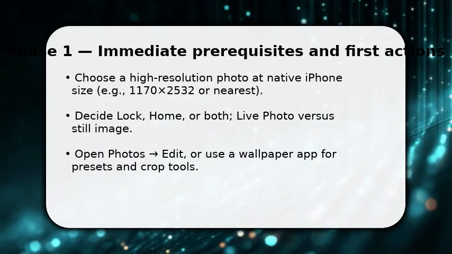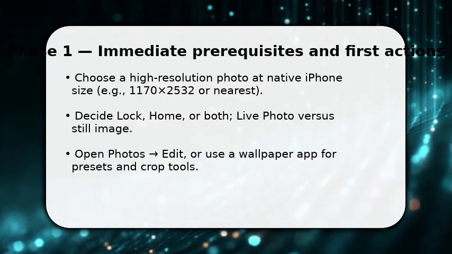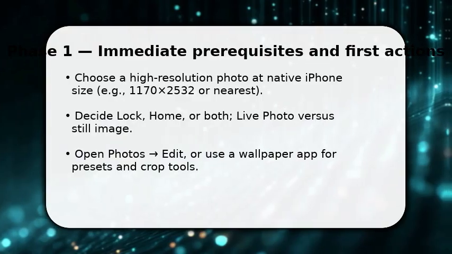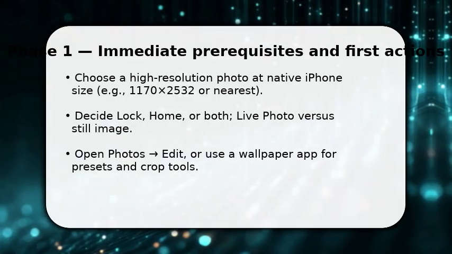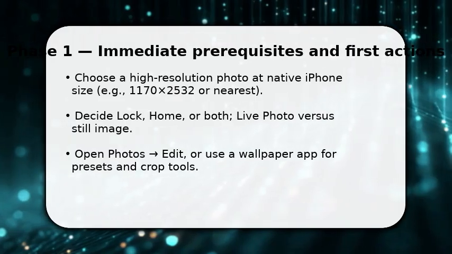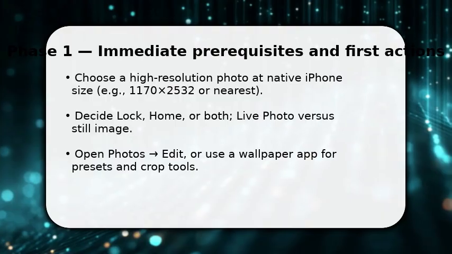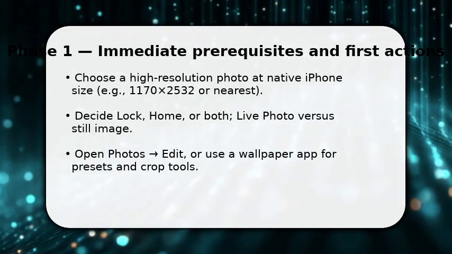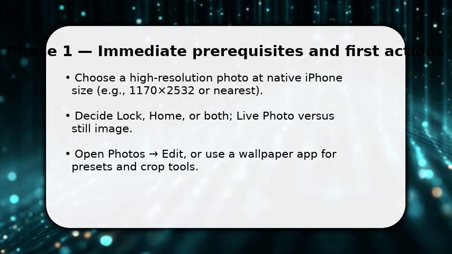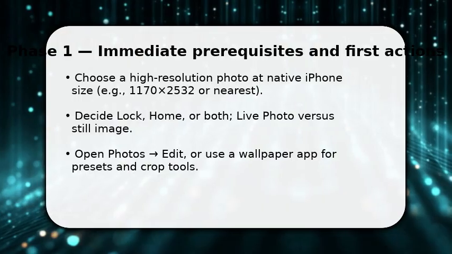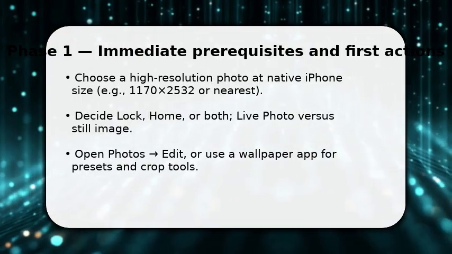You start by choosing a sharp image. You want detail, not pixelation. Pick a photo at or above your phone's native resolution that preserves crispness when set. Once done, decide whether you'll use a live photo or a still, and whether it's for lock, home, or both. Open Photos and tap Edit, or launch a Wallpaper app to crop to aspect ratio. This first step prevents blurry results and saves time later because you already matched size and composition.